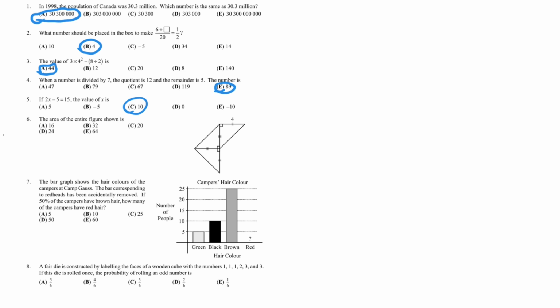Number 6, the area of the entire figure shown is... The tick marks. This is the double tick mark. They mean the side lengths are equal. So here is 4, 4, 4. In total, that's 3 congruent triangles. What's the total area?